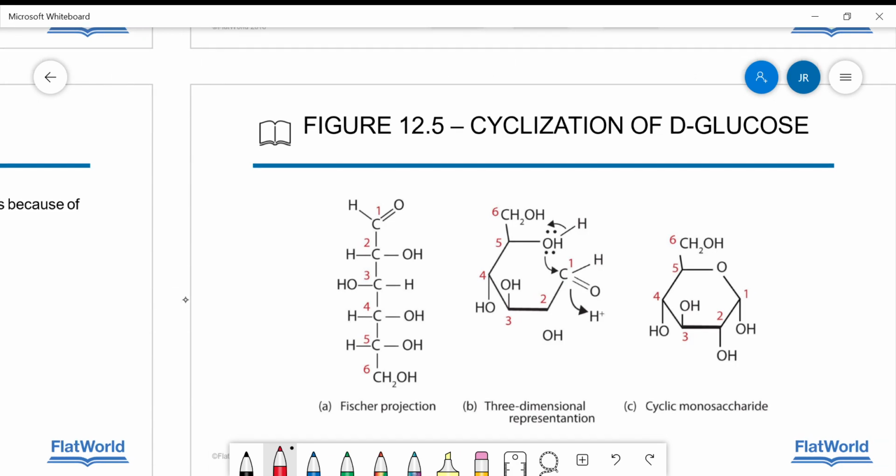Okay, so let's look at the cyclization of monosaccharides. Here we have an aldohexose. So this is an aldohexose. Six carbons, hex, sugar, aldehyde structure, aldo.